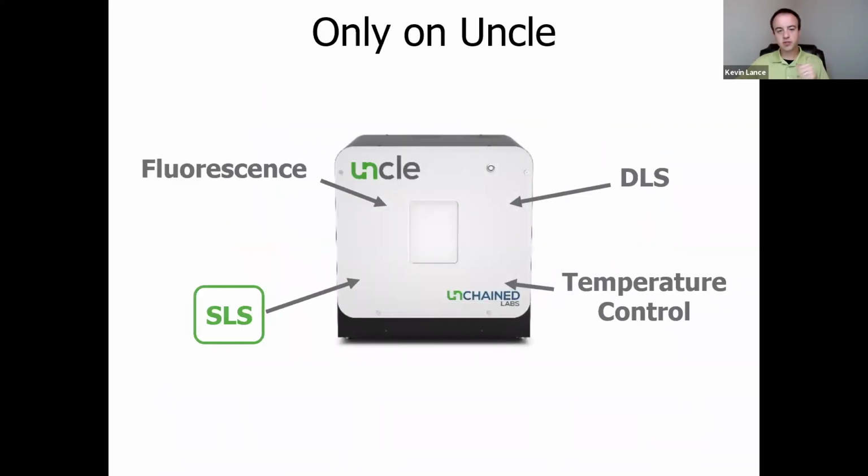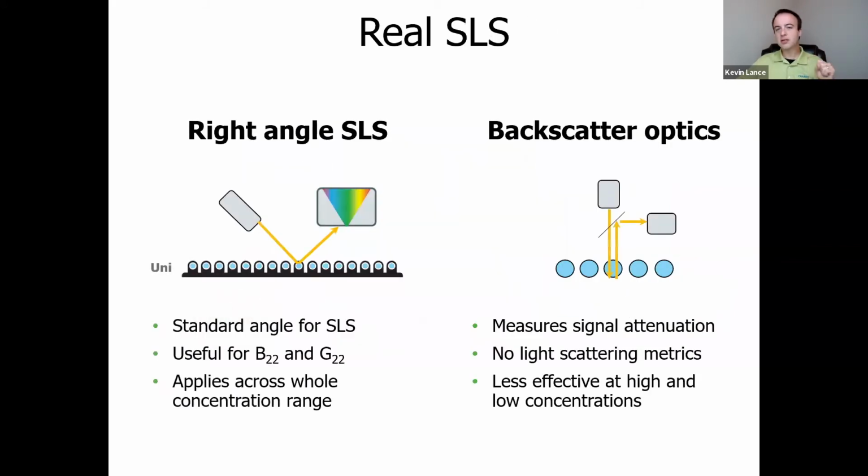Okay, so that's full spectrum fluorescence. Let's take another quicker look at the other areas where UNCLE provides unique value, starting with static light scattering. The way UNCLE does static light scattering is what I call real static light scattering, a right angle static light scatter. The laser source comes into the sample, and then we're measuring the scatter that bounces back out at 90 degrees using our full spectrum spectrometer.